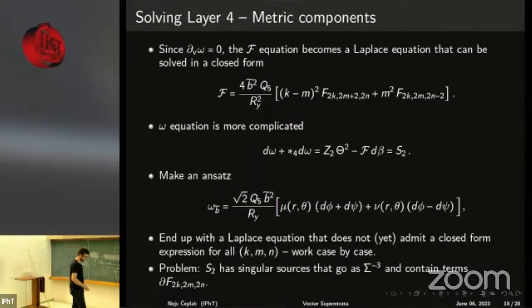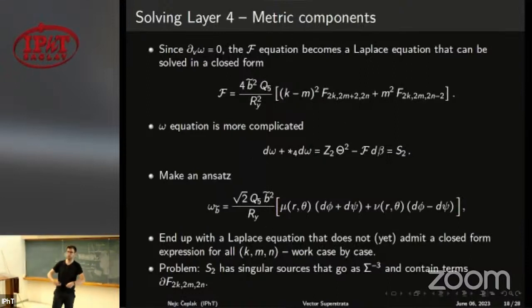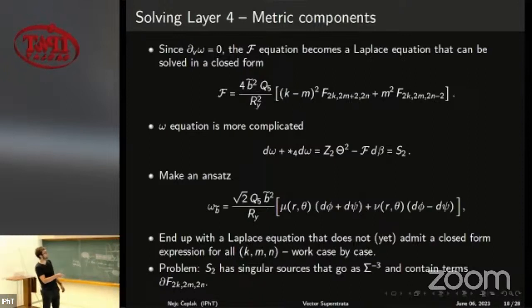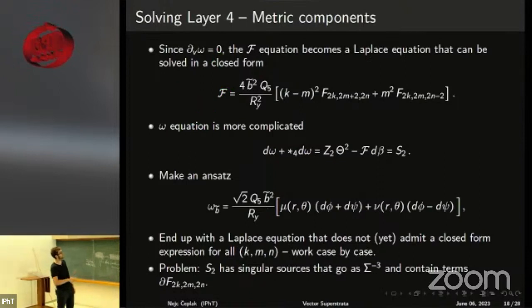Next, once you have the gauge field, you can go and try to find the curly F and omega function, which contain the momentum and angular momentum. It turns out you can solve the momentum function relatively trivially, because it does not depend on any of the previous solutions. It again goes down to just a simple Laplace equation, which you can again solve in terms of these f functions. But the equation for omega is slightly more complicated, because it contains the solution to the previous equation, to the previous layer.